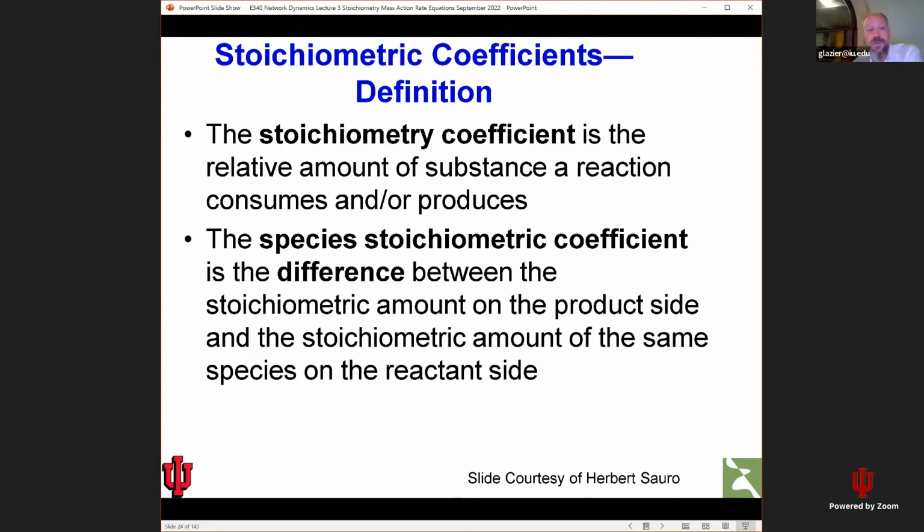So the stoichiometric coefficients, relative amount of substance the reaction consumes or produces, are on either side of the arrow. And then the species stoichiometric coefficient is the difference between the amount on one side and the other. For most chemical reactions, you don't have the same molecule on both sides of the reaction. But there are plenty of situations in which you use up 5 ATPs and you get 2 ATPs back, for example. So it's certainly possible to have the chemical on both sides of the chemical reaction, and you need to take care of that mathematically.